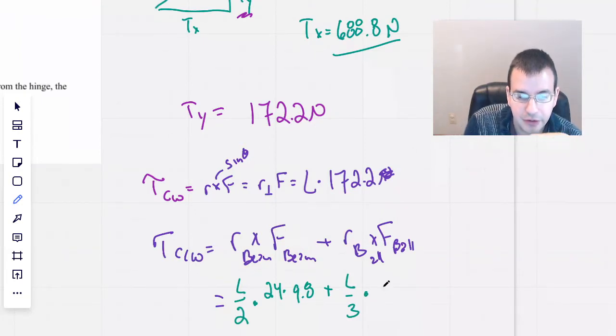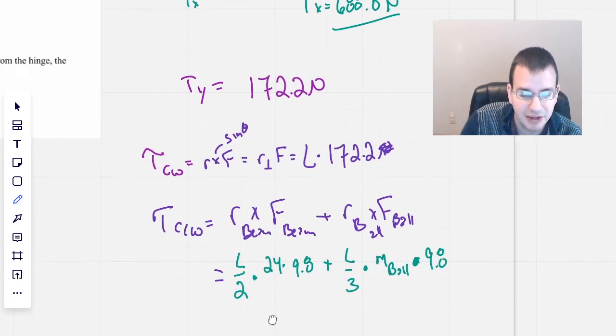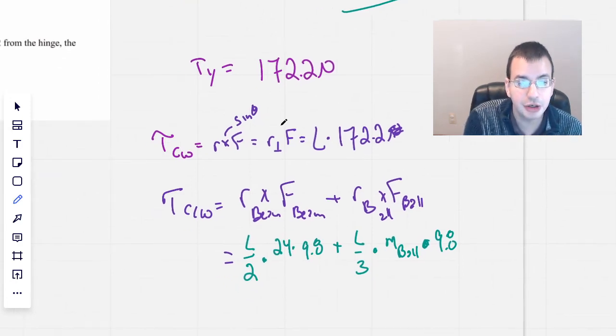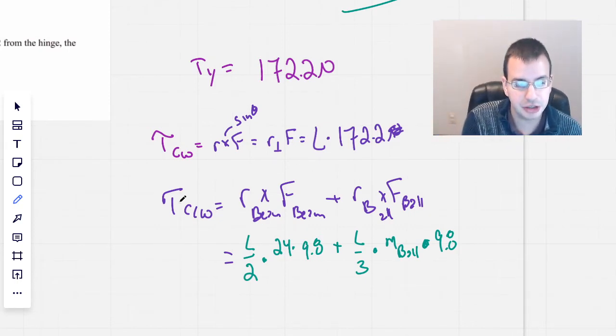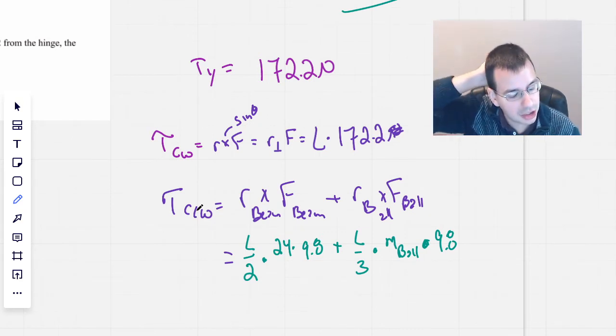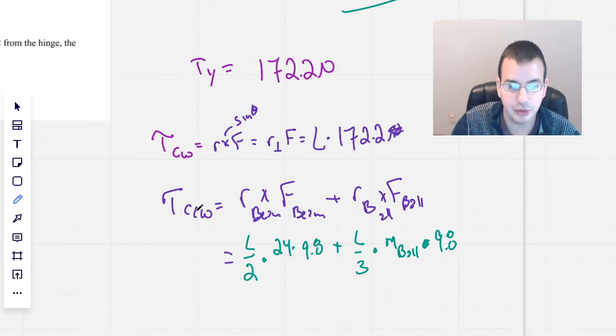Times, wait a sec, force of the ball. Do we know the mass of the ball? No, we don't know the mass of the ball. That's what we're trying to find. That will equal m times gravity, which will also be 9.8. Hindsight, I probably should have just left gravity as a constant. Live and learn. So we know that the magnitudes of these will be equal to each other. In reality, you could think of it as torque clockwise plus torque counterclockwise equals 0, but then you move one to the other side and you can say that they're equal.